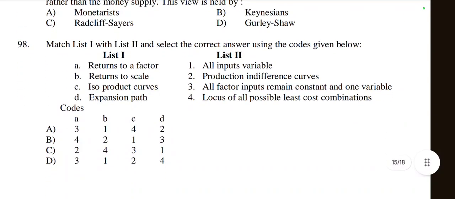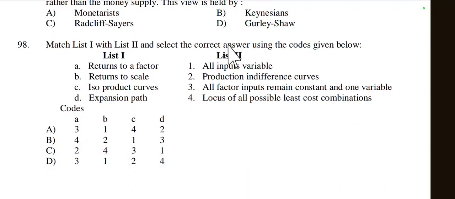Then question number 98, list 1 and list 2. First, returns to a factor. Returns to a factor is related to all factor inputs remaining constant except one variable. Returns to a factor in the short run means one is variable and the other remains constant, fixed factor and variable factor both. And returns to scale means all are variable. So here all inputs are variable in the long run. So this is the short run and this is the long run case.